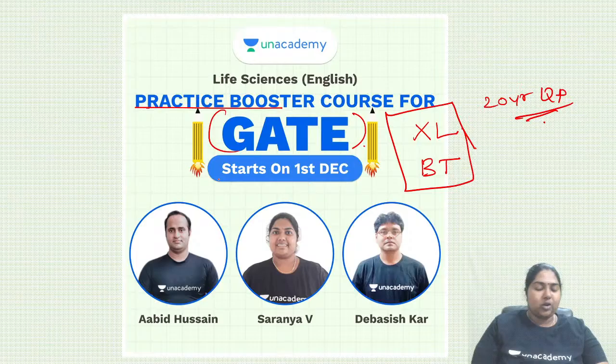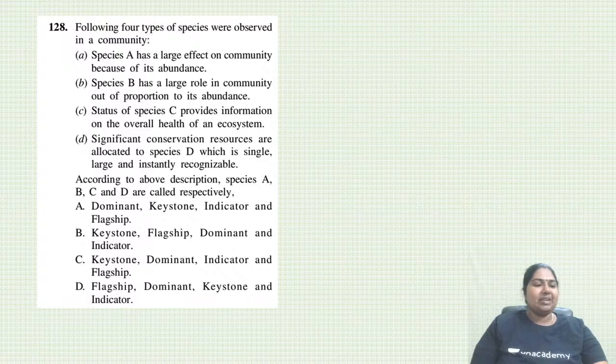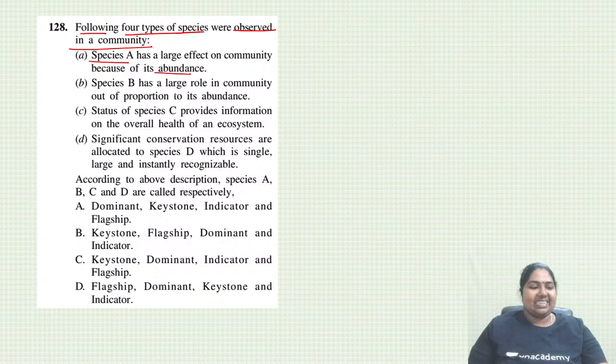Got it? Okay, coming to the next question. Cheer up, guys. Come on. The following 4 types of species were observed in a community. Let us check out the definition. Yes. Okay. Species A is going to have a large effect on the community. Why? Because it is abundant. Got it. Okay.